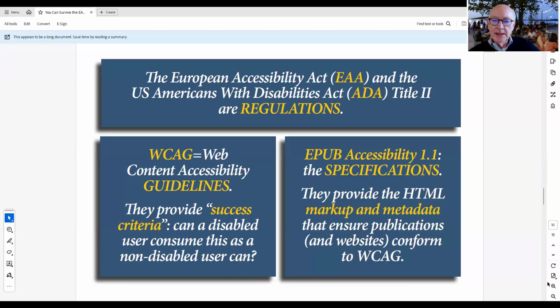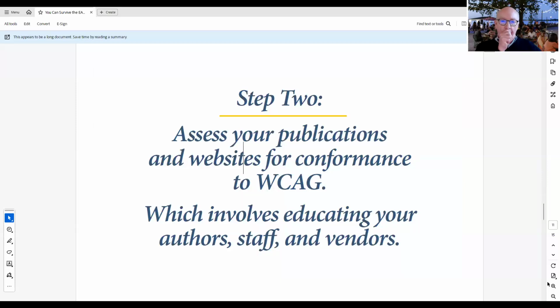And then finally, EPUB Accessibility 1.1, also a W3C recommendation, part of the EPUB 3.3 recommendation. Those are actual specifications. So that gives you the HTML markup and metadata that you need to ensure that your publications conform to WCAG. So the first step, obviously, is to see how far off you are in your publications and your websites in conforming to WCAG.